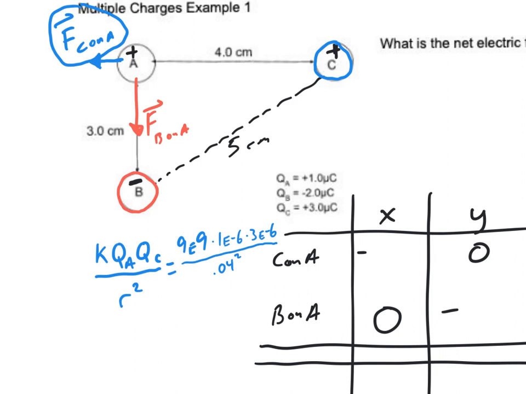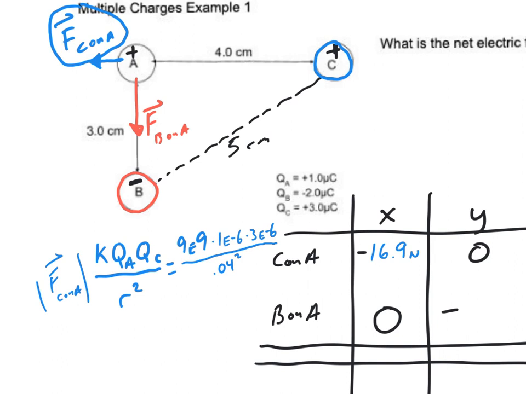Taking those, grabbing my calculator, I got 9E9 times 1E negative 6 times 3E negative 6 divided by 0.04 squared gives me 16.875. This will be in newtons because we're dealing with C on A's magnitude of the force. So I'm going to call that 16.9 newtons.